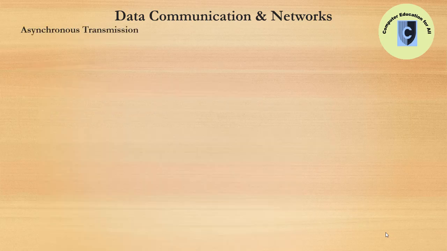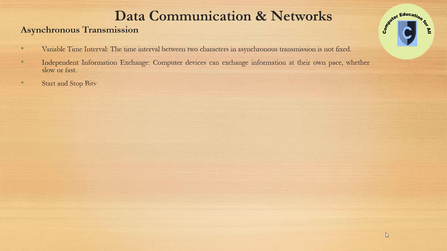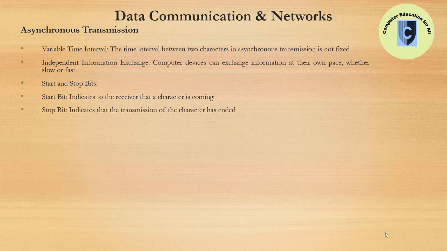Asynchronous transmission. In asynchronous transmission, the time interval between two characters is variable and not fixed, as shown in Fig 1.49. The computer devices can exchange information at their own rate, slow or fast. Start and stop bits are used in asynchronous transmission. These bits provide timing, synchronization, for the connection between the sender and the receiver.